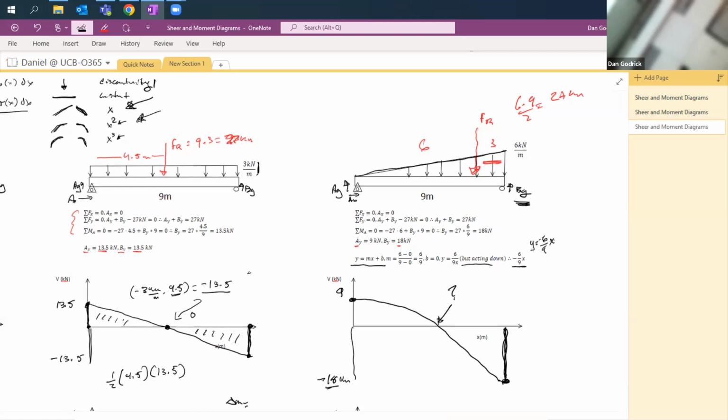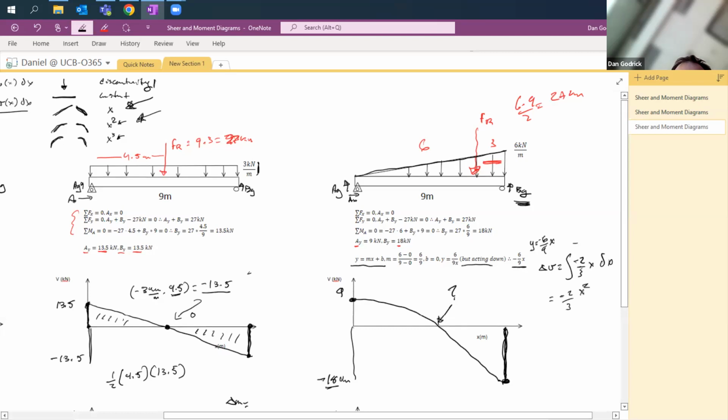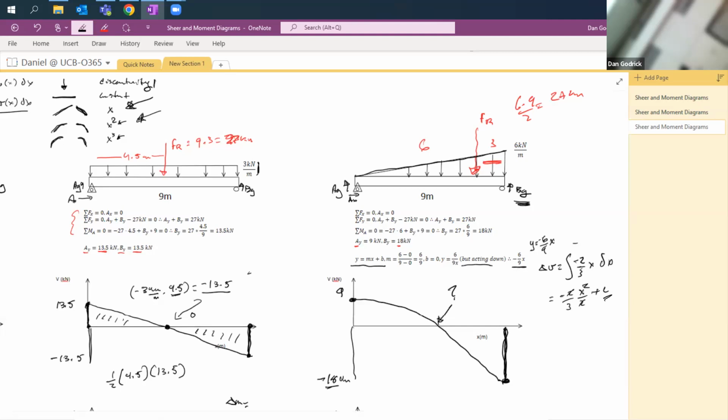All right, we say that shear is the integral. The change in shear is the integral of our loading, minus 6/9 x dx. So 6/9 is minus 2/3. Take the integral of minus 2/3 x dx. Delta V is minus 2/3 x squared over 2 plus c. What is our initial condition? Well, we were at 9 kilonewtons at 0, so it's minus x squared over 3 plus 9.